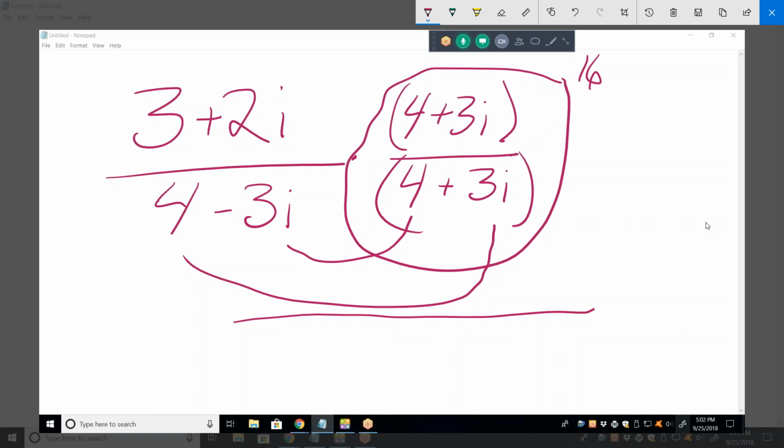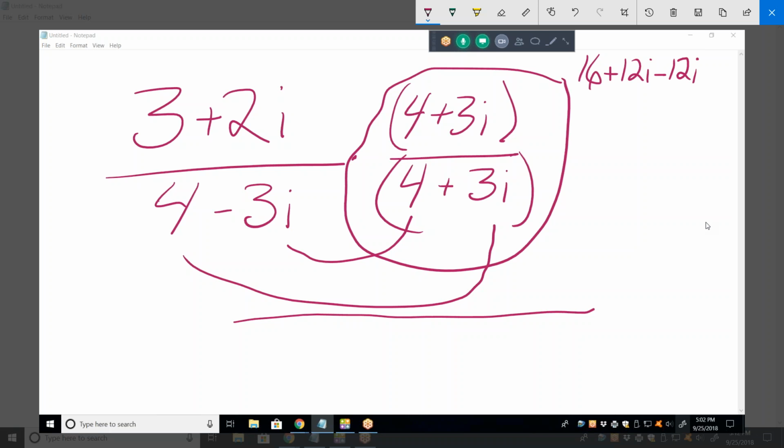12i? Plus 12i. Yes. Again, I got to have the plus sign. Now do the inside terms. Negative 3i times 4. Give me the answer. Negative 12i. Okay.